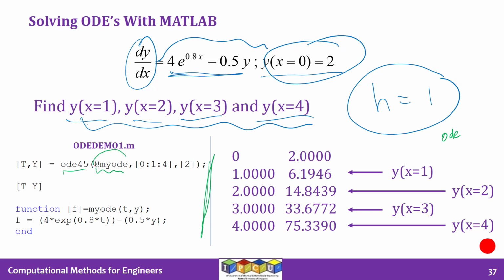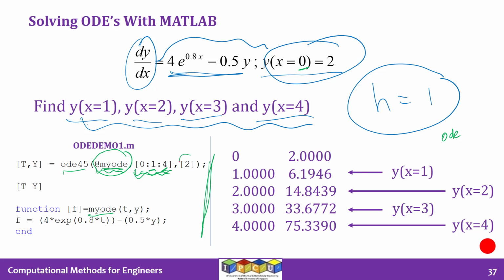So you will have an ODE descriptor file. My ODE is the name of the function file that I'm going to use later. Then, comma, the values of the independent variable, the domain. So 0 is my starting value of x, and then I want to go in steps of 1, till x is equal to 4. These are the values of x at which I want to find the solution.